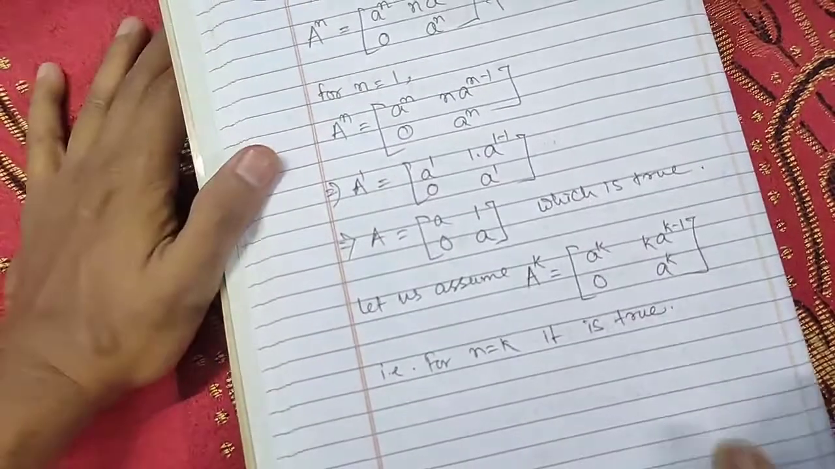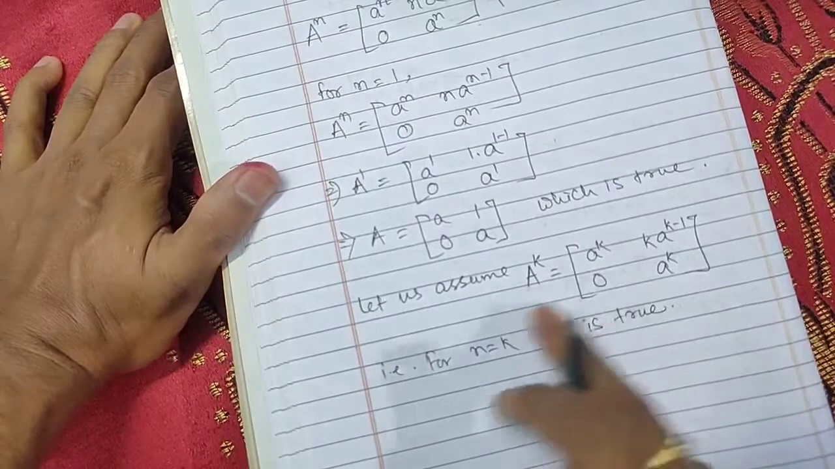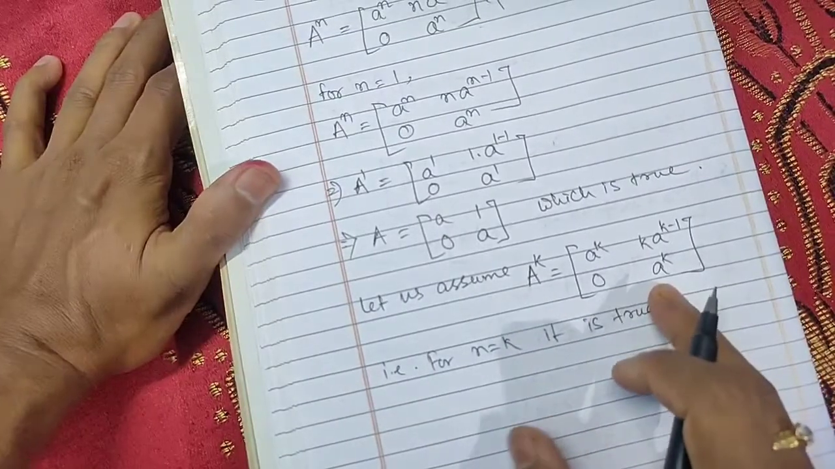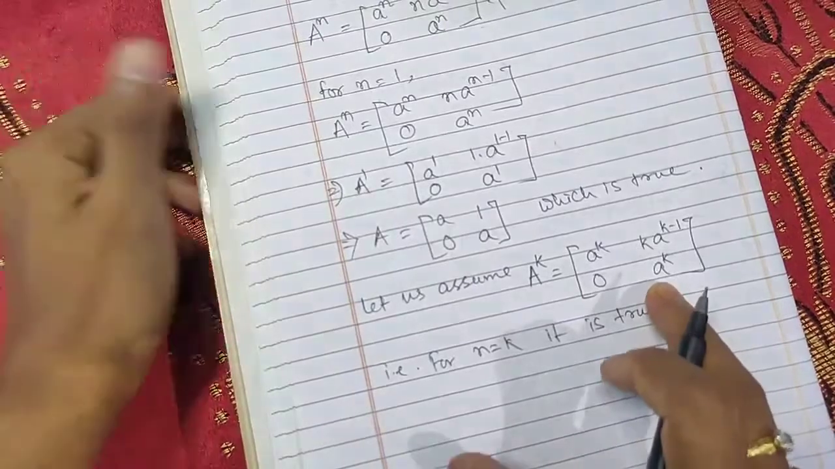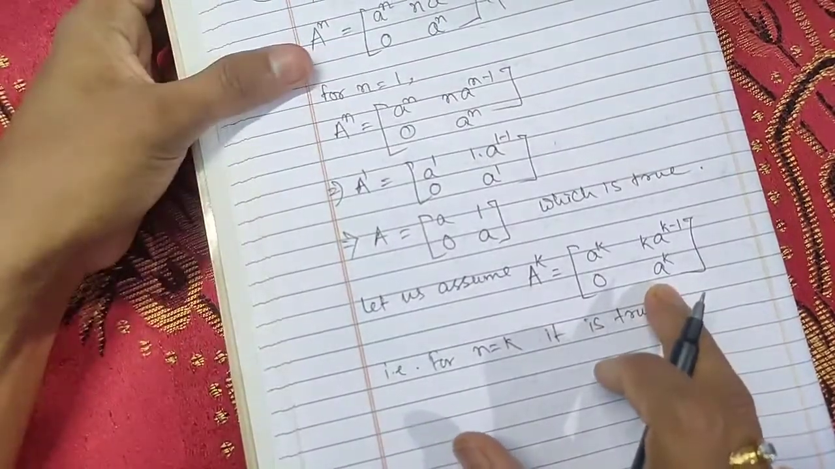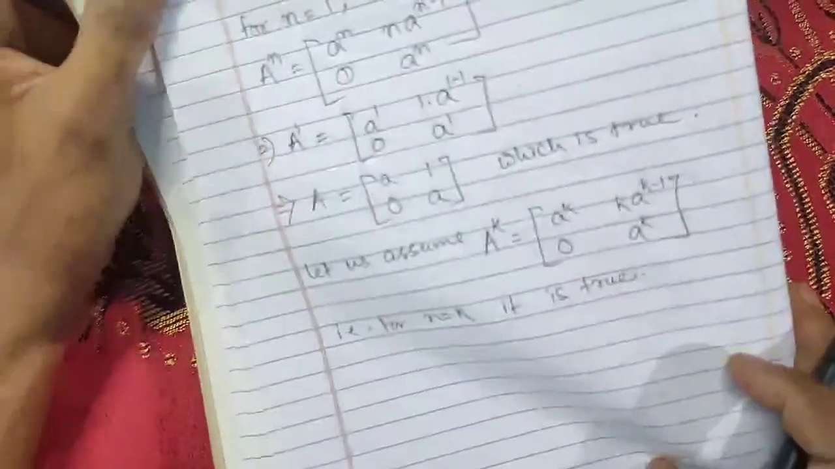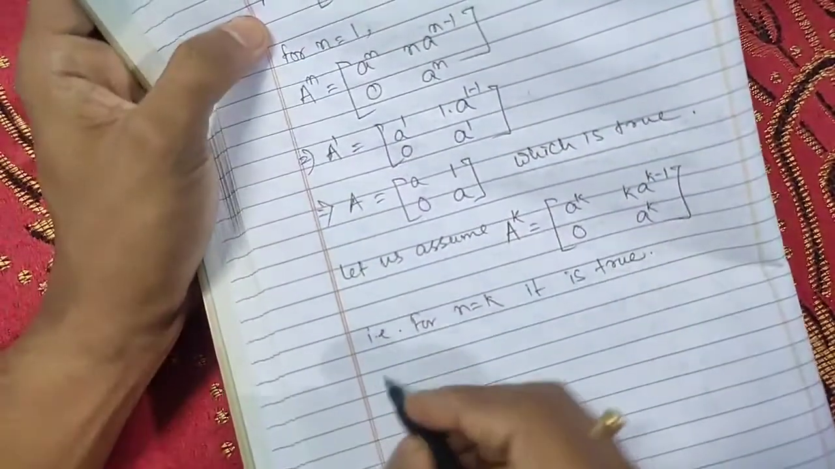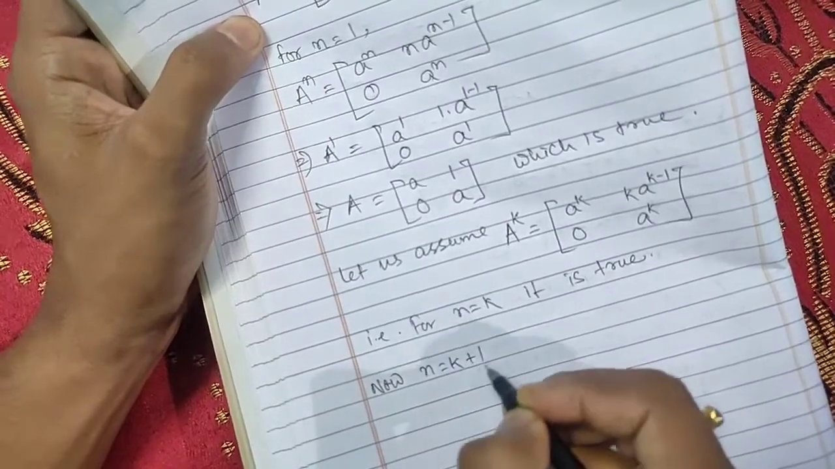So we are assuming that for n equals k, the result is true. Now we have to find whether for n equals k plus 1 it is true or not. So let us check for n equals k plus 1 whether it is true or not.